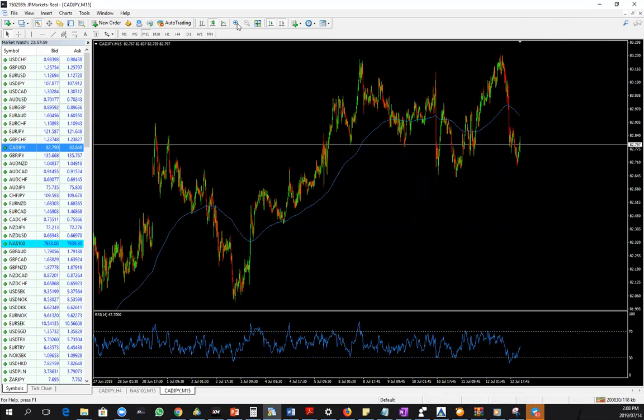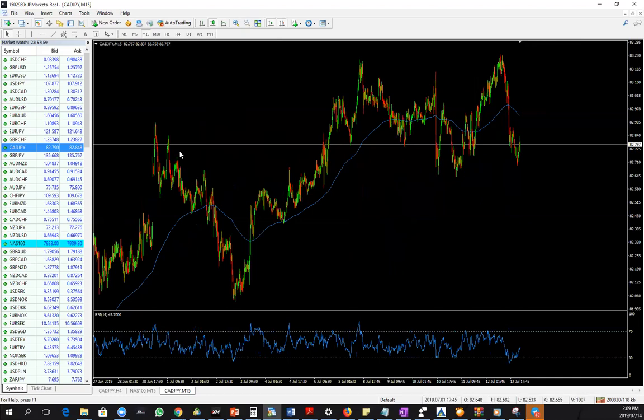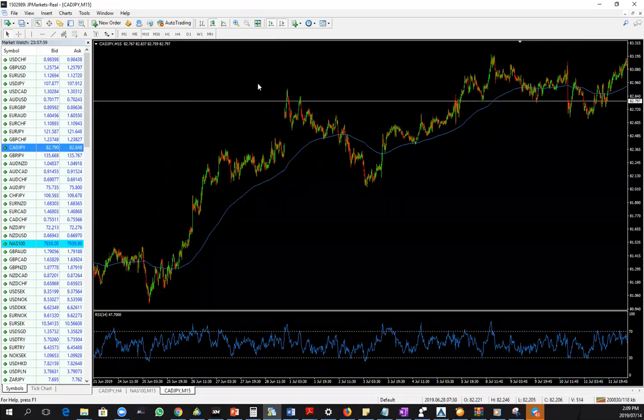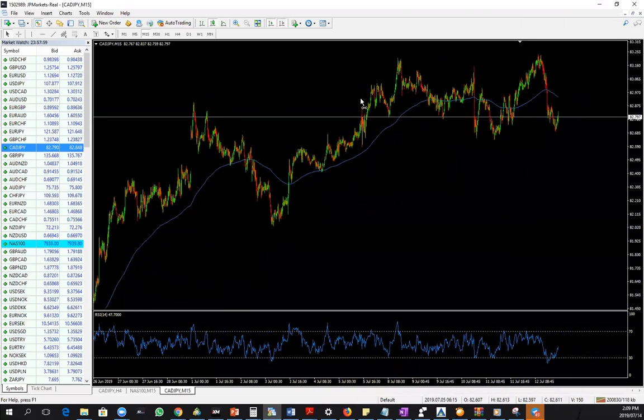The 200 is always the trend on the 15-minute chart. Why am I saying this? You will backtest yourselves. But if you look at this chart, as long as price is above the 200, the trend is an uptrend. When it breaks below, it's a downtrend. When it breaks above, it's an uptrend.